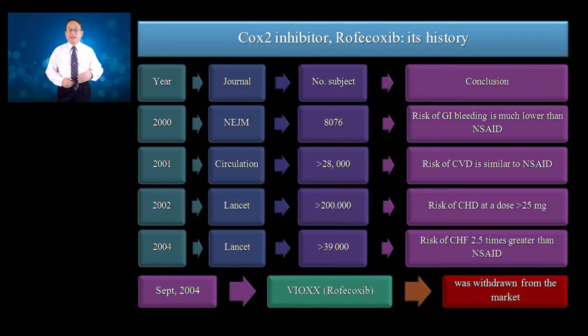In 2001, it was published in Circulation, a good cardiology journal. The study involved more than 28,000 patients. It also showed that the risk of cardiovascular disease is similar to NSAIDs. It was clear at that time that COX-2 inhibitors didn't increase the risk of cardiovascular disease.